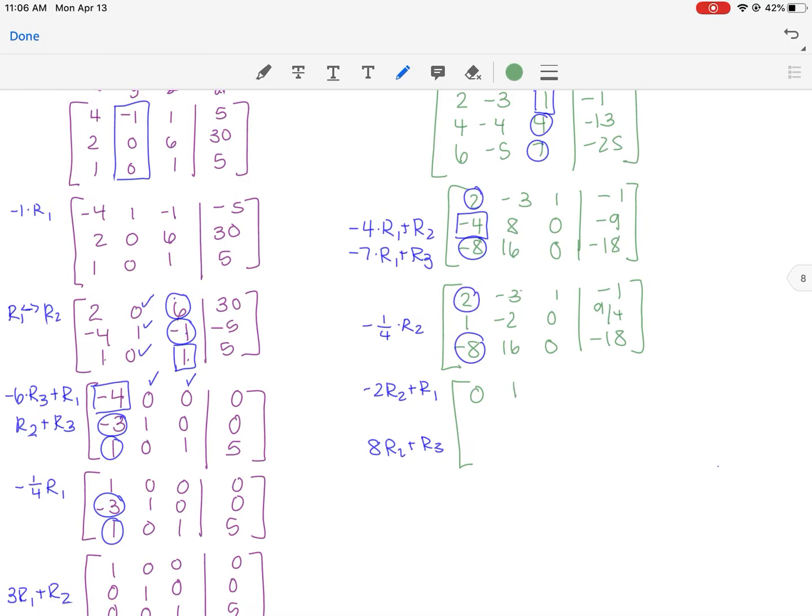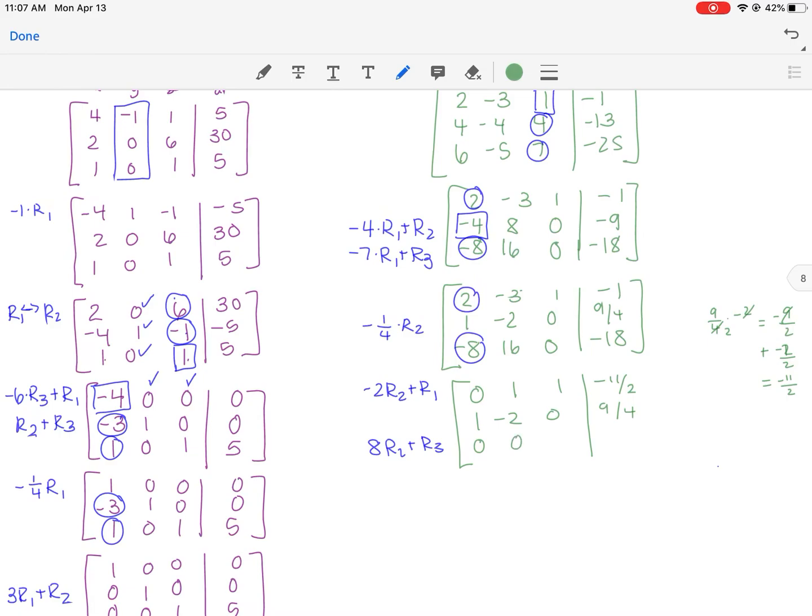So -2 times 1 is -2 plus 2 is 0. -2 times -2 is 4, plus -3 is 1. -2 times 0 plus 1 is still 0. This one, be a little careful with your fractions. 9/4 times -2 plus a -1. Okay, so let's see. 9/4 times -2 is going to give you a -9/2. But then when you add another -1, which you can really make -2/2, that's going to be -11/2. And then this middle row hasn't changed at all.